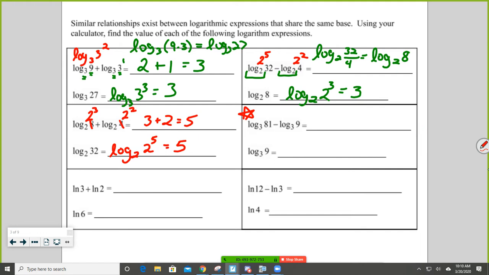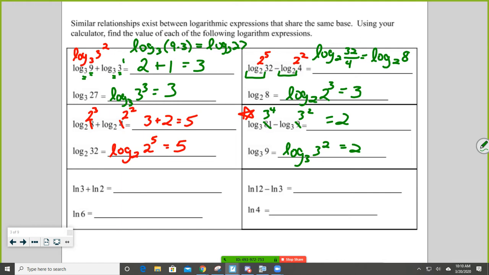I'm going to do this one first because it's easier. Log base 3 of 3 squared, my answer is 2. This one is 3 to the 4th. This one is 3 squared. We're subtracting them. 4 minus 2 is also 2. So that's how you're going to have to do some of these.